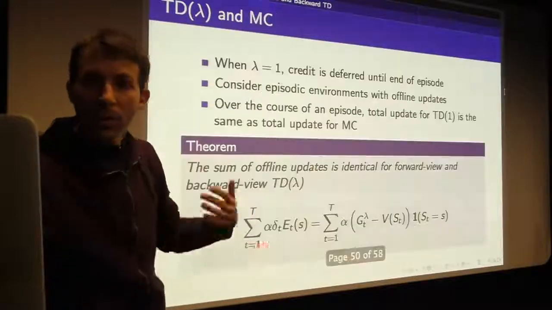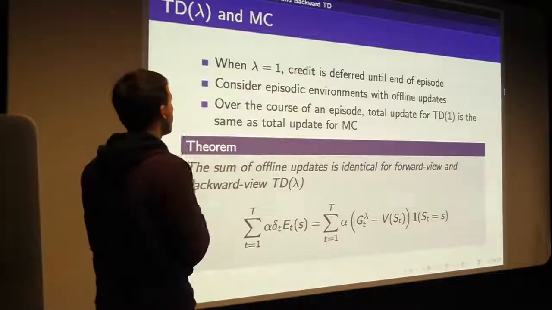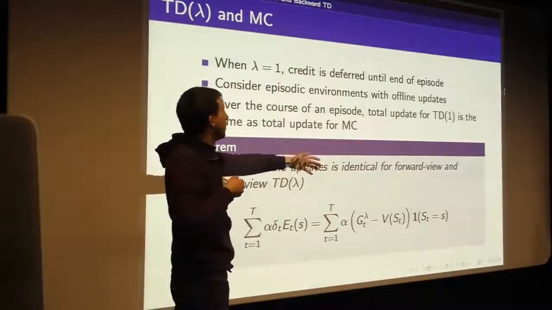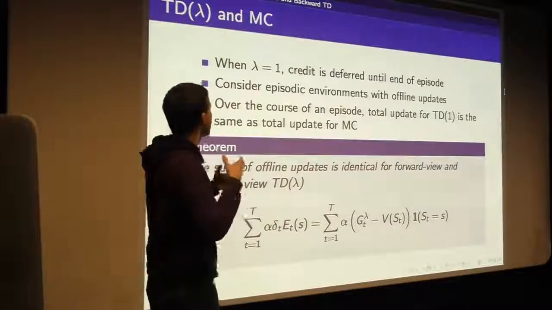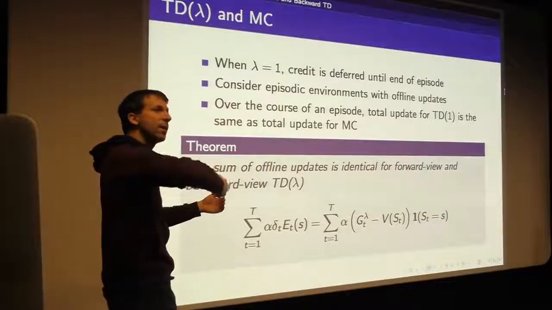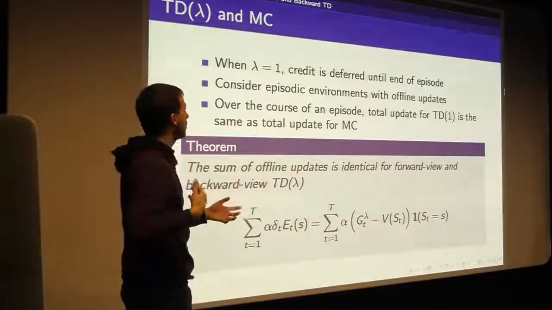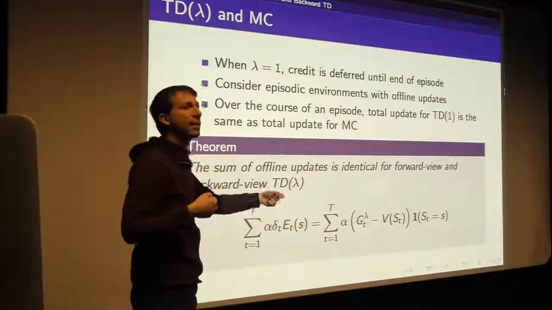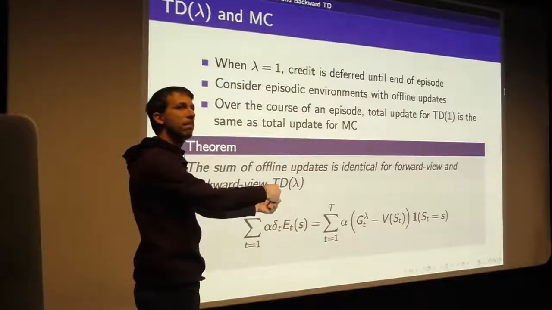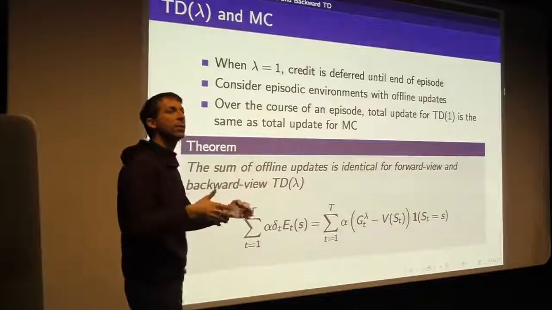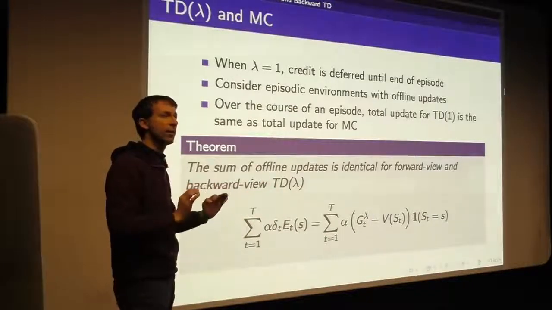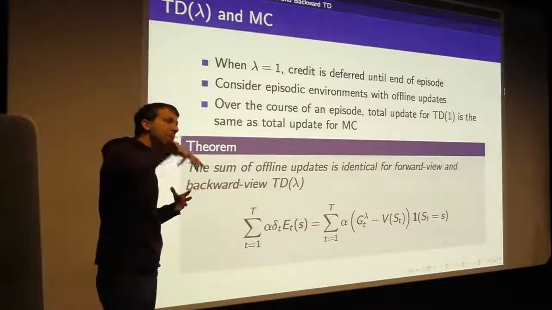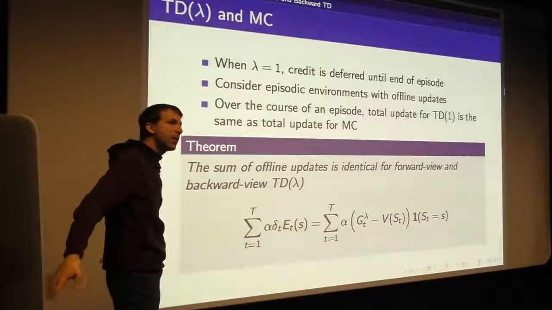At the other extreme, we have lambda equals 1, and in that case, the credit is deferred all the way to the end of the episode. If we're in an episodic environment, this has the nice result that if you accumulate all of the updates that you do using this backward view, the sum of those updates is the same as for the forward view of TD lambda. So the backward view and the forward view of TD lambda are exactly equivalent when you do offline updates. They're the same algorithm.